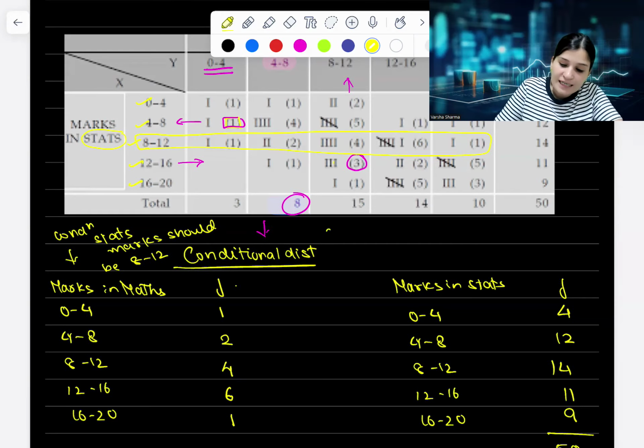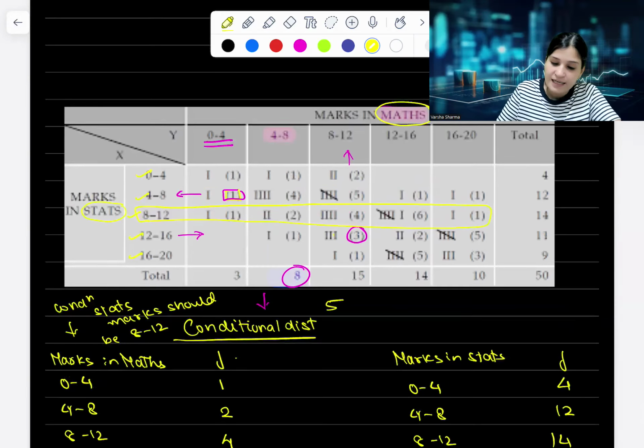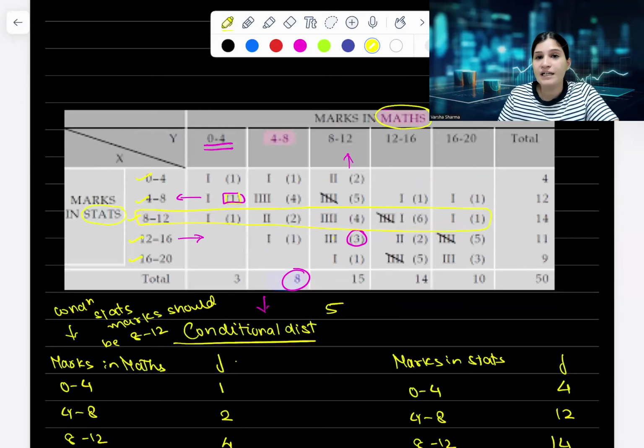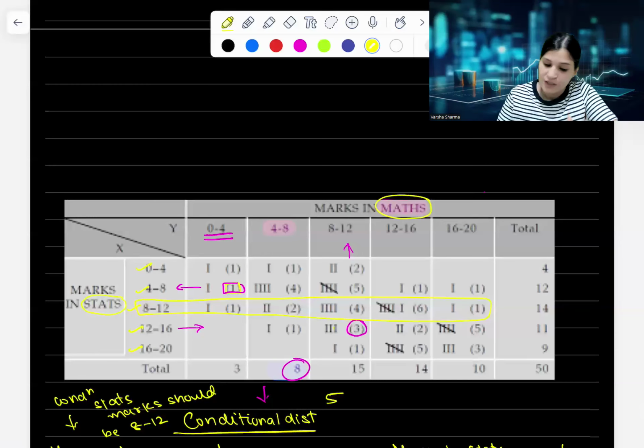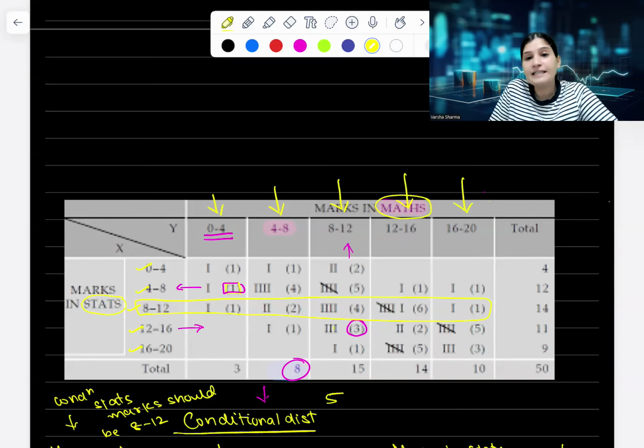Fine. What about statistics? If I write here stats, I'll put the condition on what? I'll put the condition on maths. So this can be a condition 1, 2, 3, 4, 5. Again, in this case, for statistics, there can be 5 different conditional distributions.